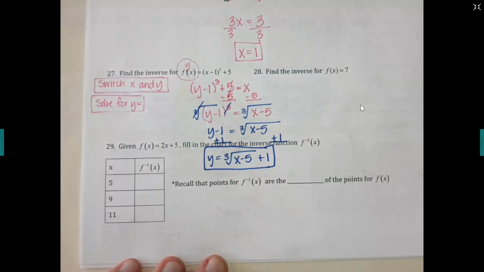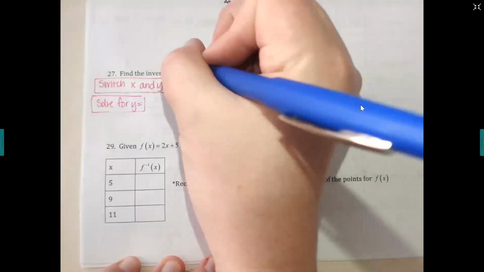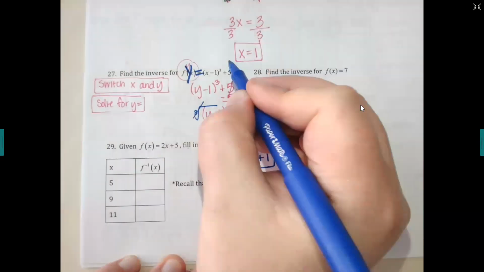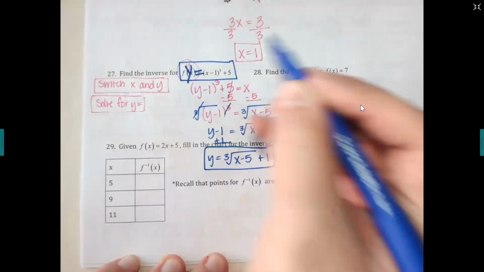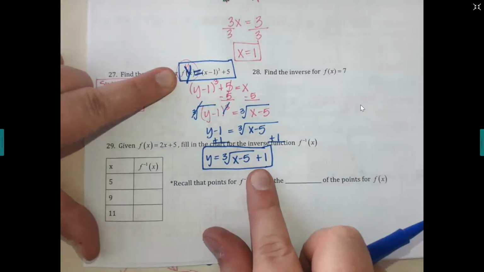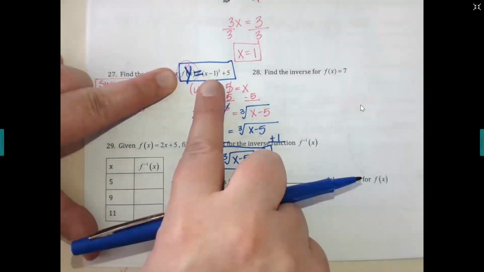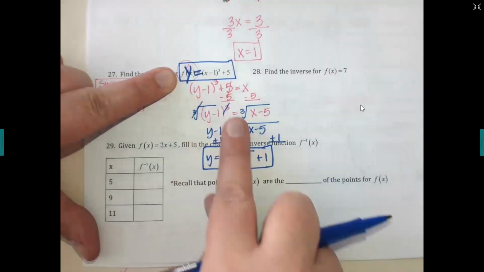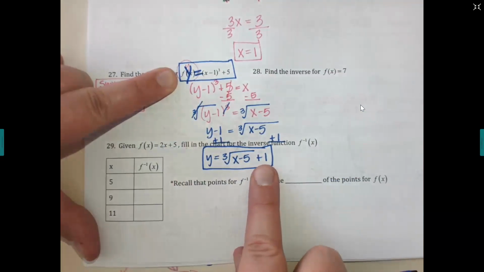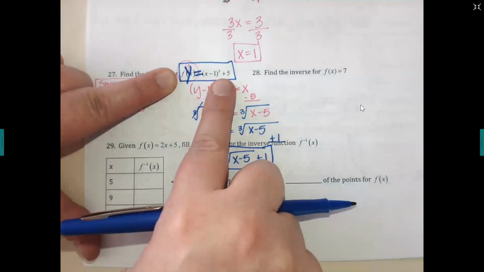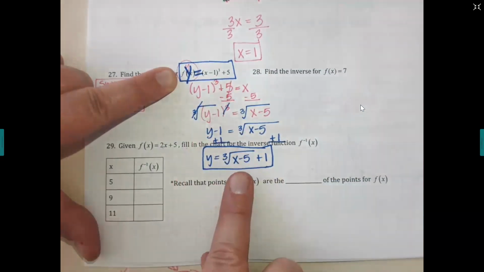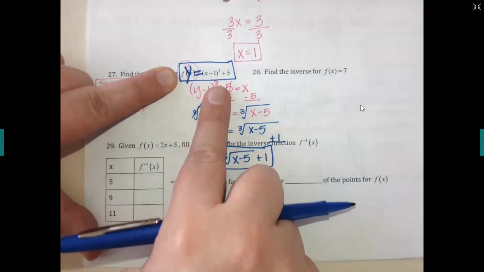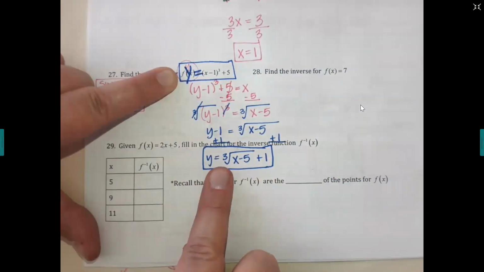Okay, now I want to point out what we talked about when we originally covered this. Here's your original, and here's your inverse. This one had a -1 on the inside. What does the inverse have? +1 on the outside. This had a +5 on the outside. What does this one have? -5 on the inside. This one had a cubic power. This one has a cubic root.